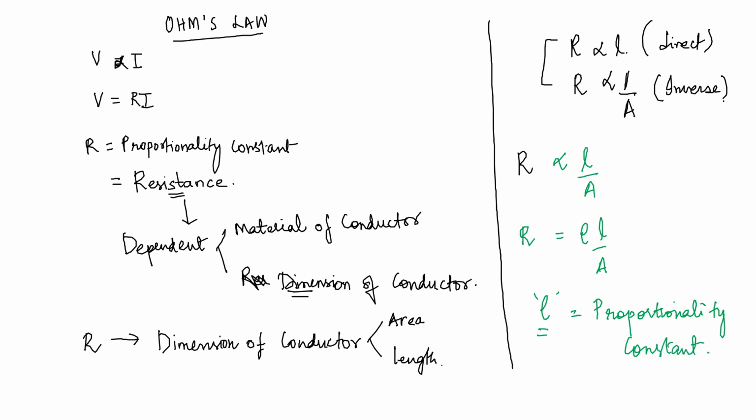Now we need to tell about rho, what rho is and how it is useful for our understanding. So rho is known as the proportionality constant, but it is also known as resistivity. It is the opposite of conductivity. Conductivity is denoted by another sign, that is sigma. Okay, this is rho and this is sigma.